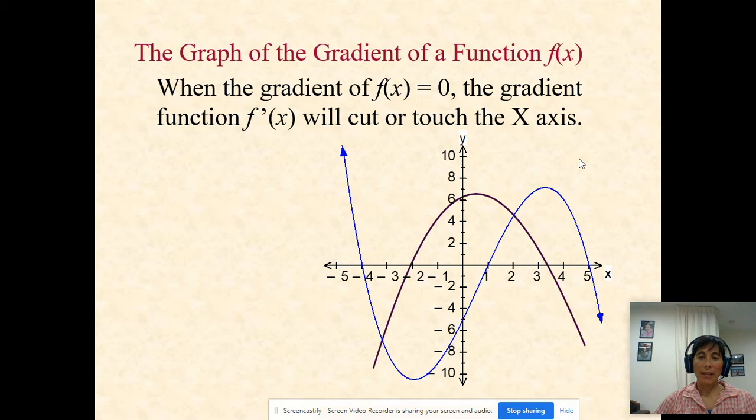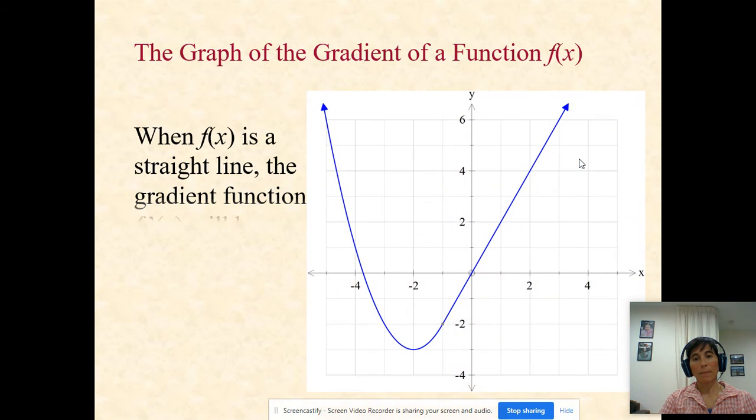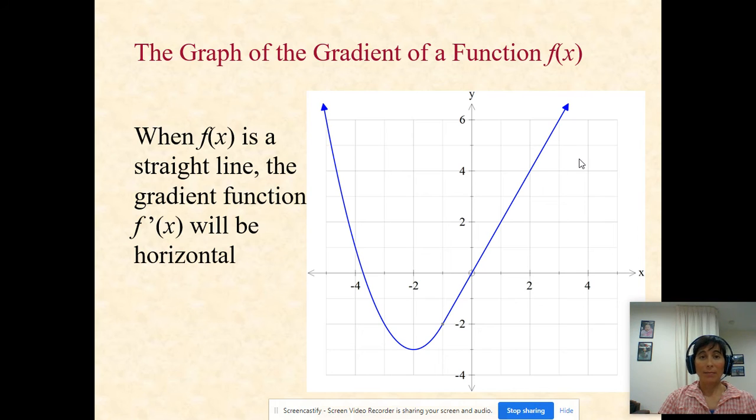So have a look at that. What we had there is we had a negative cubic, and when we differentiated it or graphed its gradient function, it was a sad face parabola. So these points on the x-axis should be marked first because they're the turning points. When the function is a straight line, so for the second part of that graph, the gradient function f' of x will be horizontal, because when you differentiate a straight line, like we learnt last year, you get yourself a horizontal line with 0 gradient.